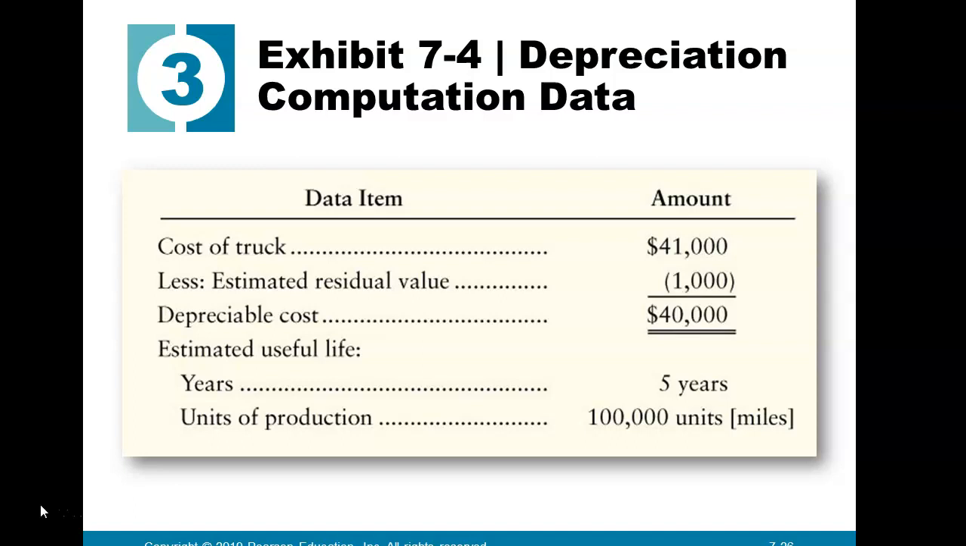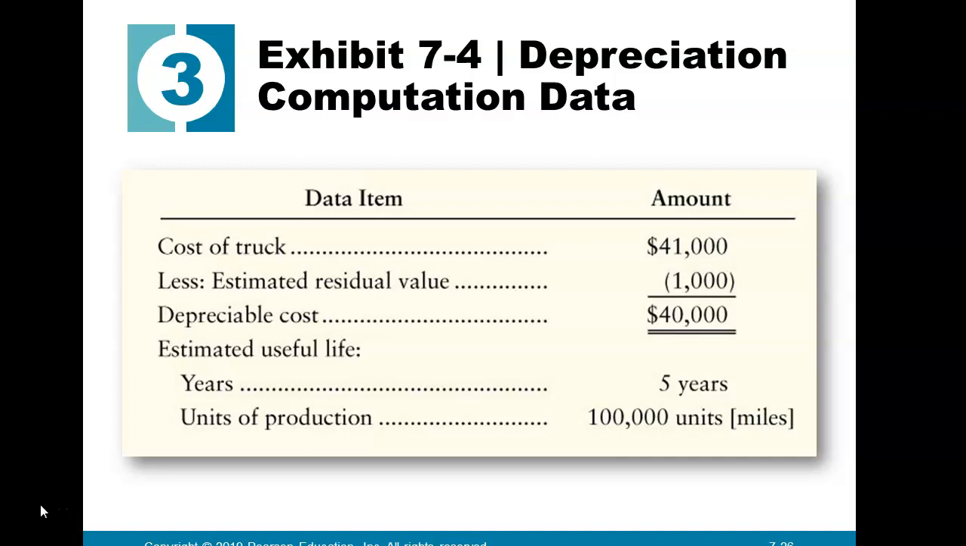So if we have an asset that is $41,000 and we estimate that it will have $1,000 left over when the life of that asset has expired, the depreciable base, or in this case the depreciable cost, is $40,000. How do we compute depreciation expense using the straight line or sum of years or double declining?